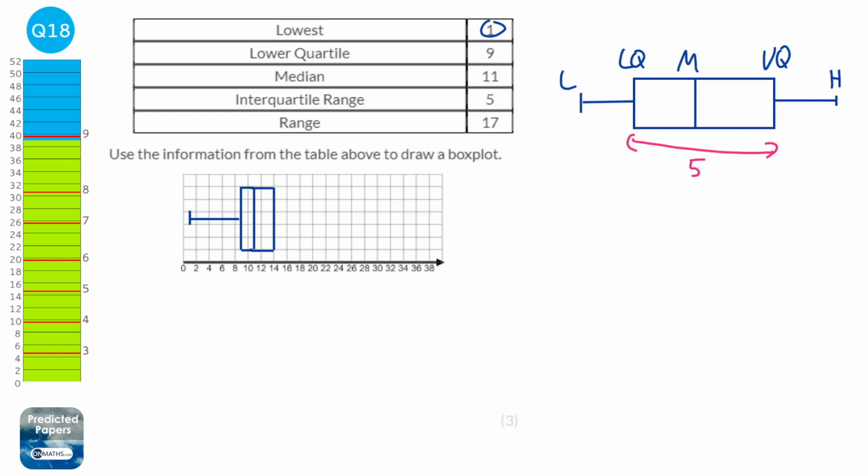Now the range is the total distance of, or the total width of our box plot. So that's 17. So that's going to be 17 higher than the lowest value. Now the lowest value is 1, so 1 plus 17 is going to be 18. So I'm just going to, there we are. And we're going to have that at 18. And again, I'm just going to put a line there.